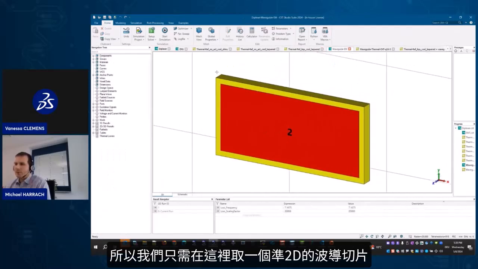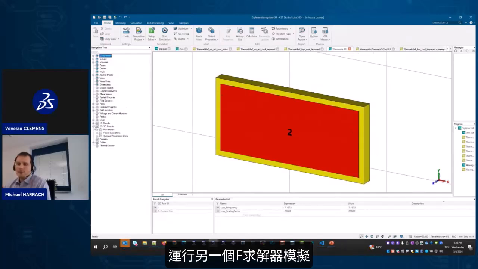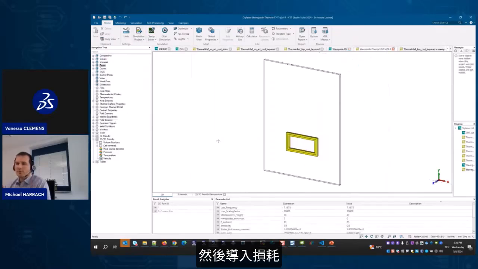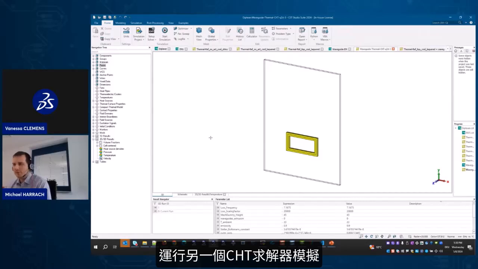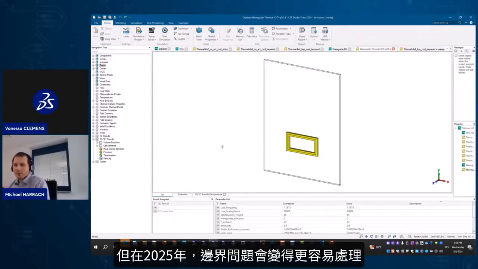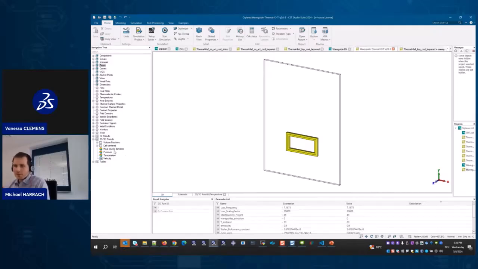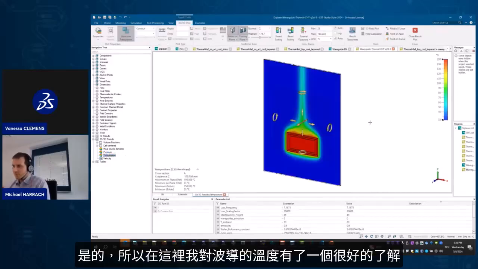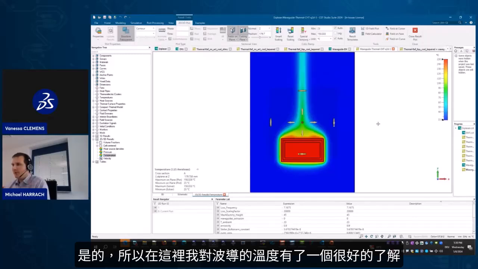looked at. So we just take a quasi 2D slice of waveguide here, run another F-solver simulation, then import losses, run another CHT solver simulation. Actually, this one here with the quasi 2D setup is a little bit tricky, but will be much easier in 2025 with regard to the boundaries. And yeah, so here I get a good idea for what the temperatures on the waveguide is.